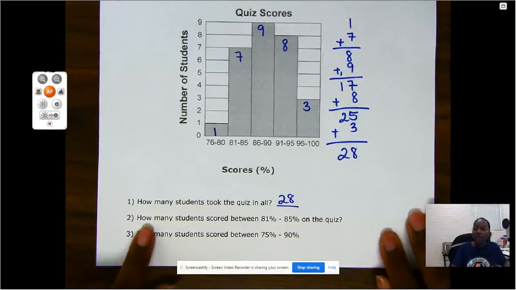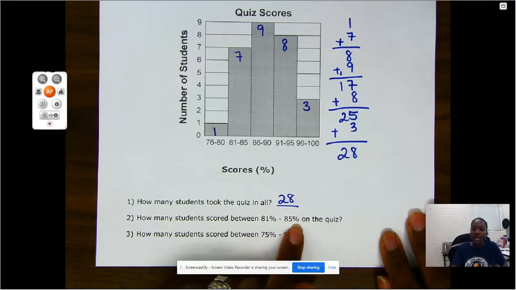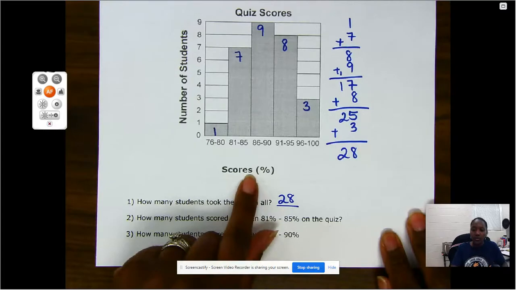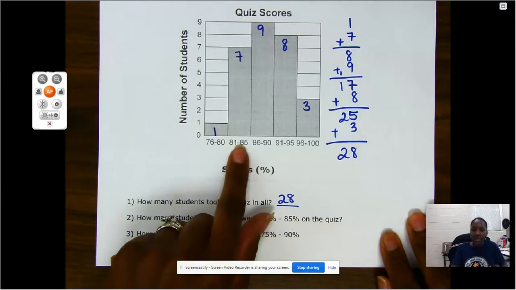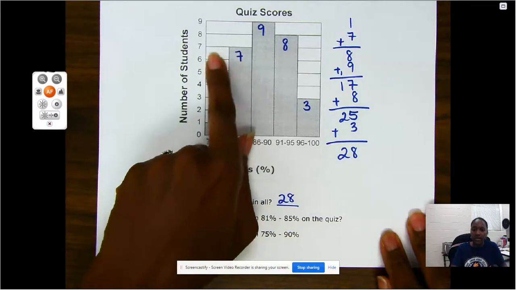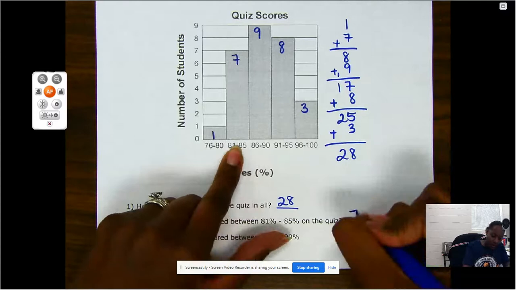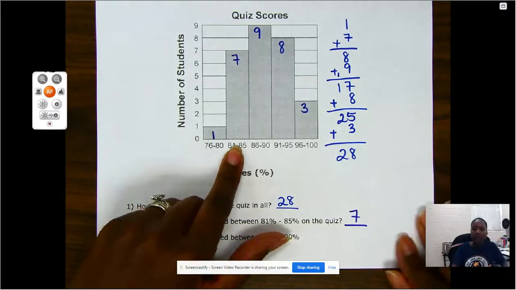Let's look at question number 2. How many students scored between 81% and 85% on the quiz? So I'm looking for the scores, and I see 81 to 85. So I'm going to go up and see I have 7 students that scored in that range. So I'm going to put 7 as my answer there, okay?